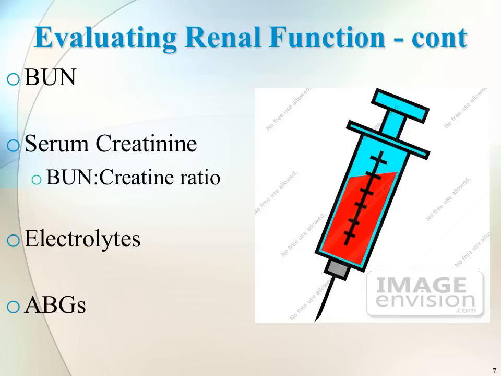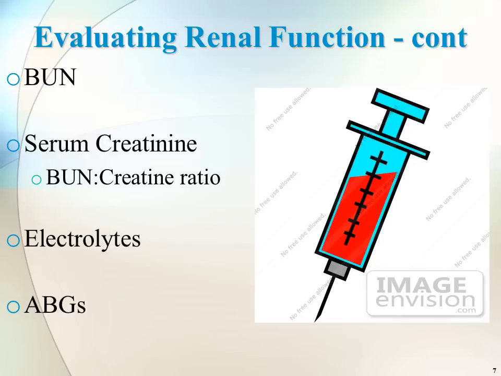A word about this BUN to creatinine ratio. Reabsorption of urea can increase or decrease in the renal tubules, and creatinine is reabsorbed at a constant rate, and that is at the glomerular site. So under normal circumstances, a BUN to creatinine ratio is 10 to 1 or 15 to 1.